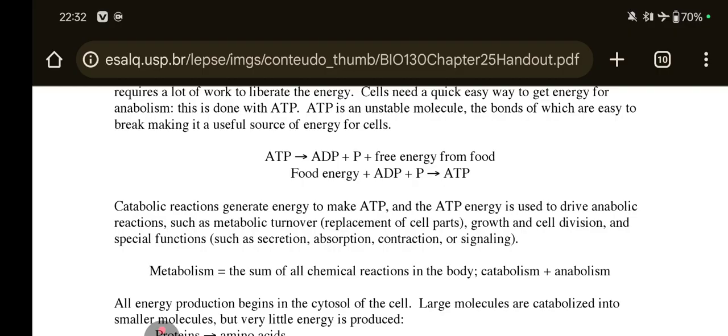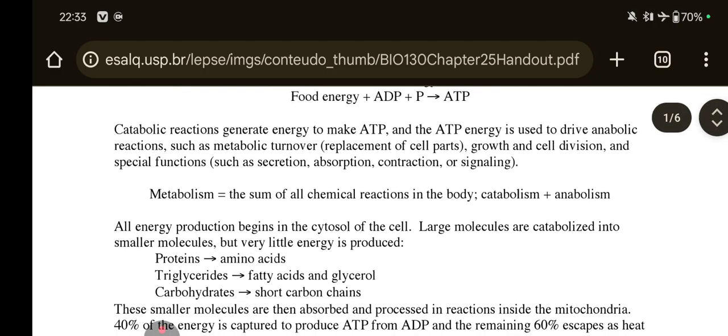Catabolic reactions generate energy to make ATP, and the ATP energy is used to drive anabolic reactions such as metabolic turnover, replacement of cell parts, growth and cell division, and special functions such as secretion, absorption, contraction, or signaling. Metabolism, the sum of all chemical reactions in the body, is catabolism plus anabolism.